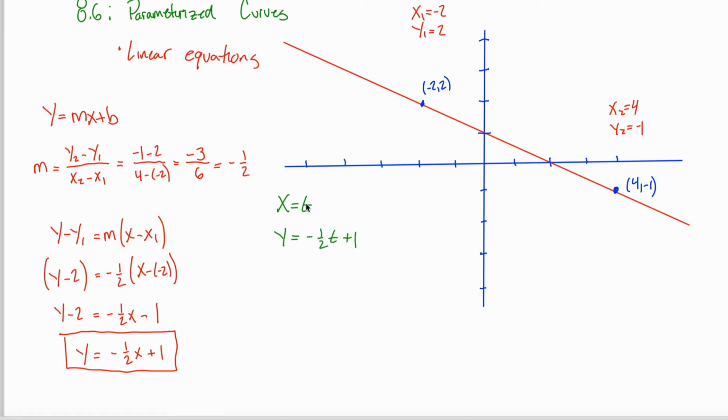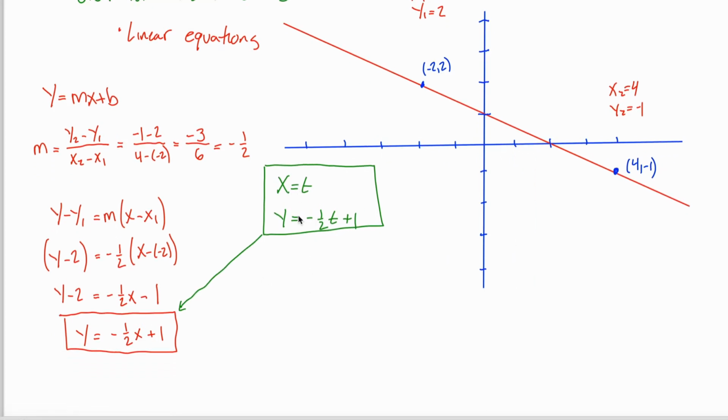By choosing to set x equal to t, and then changing all the x's in my equation into t's, I've managed to parameterize this curve that we had down here. And while we're here, it's worth pointing out that if I was given these equations, this parameterized form of the curve, it'd be easy enough to get it back down into this standard form by just solving one of the equations for t and plugging it into the other equation.